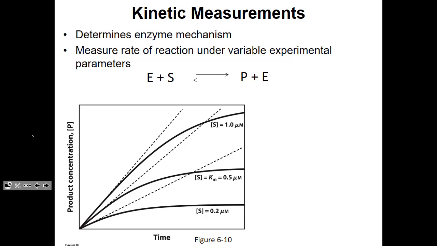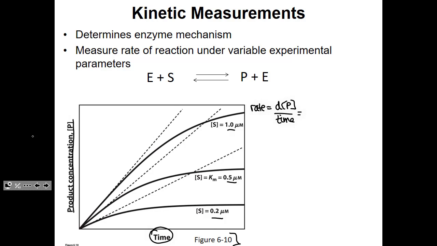So the experiment that you would do is measuring the rate of a reaction under variable parameters. All right, so in this example, you're measuring over time, remember, the amount of product that is produced. And so remember, we're measuring the change in concentration of product over the change in time. And so as you're measuring the rate of the reaction, you're changing your substrate concentrations and measuring the rate of reaction. Okay, and this is figure 6-10 from your textbook.